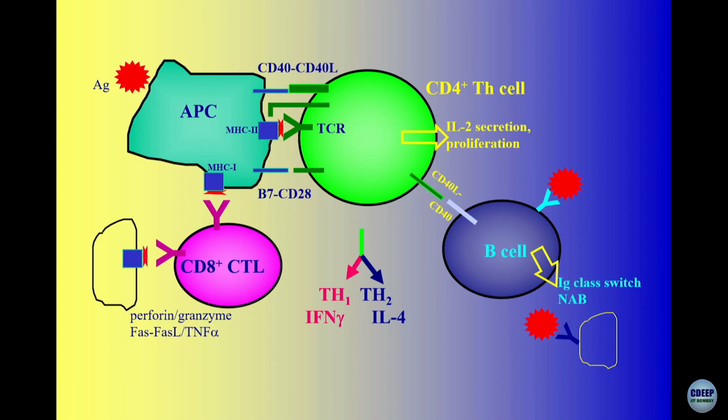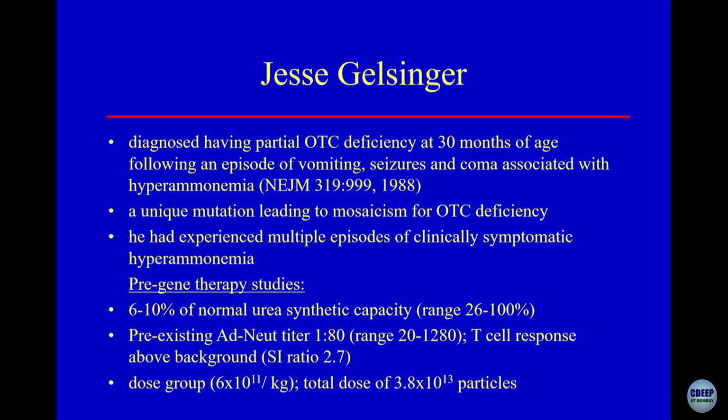Antigen is taken up by antigen presenting cells. These antigen presenting cells activate T cells. T cells will secrete interferon gamma or IL-4, and they will help B cells make antibodies, or T cells differentiate into cytotoxic T cells. This is basic 101 immunology, right? Patient number 19 was Jesse Gelsinger. He's a very famous patient.